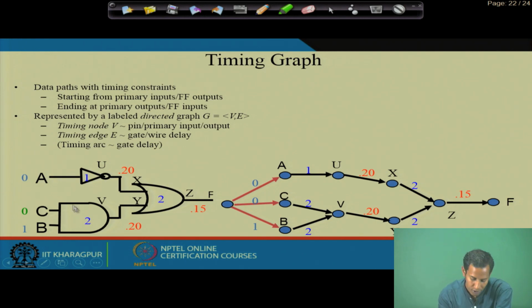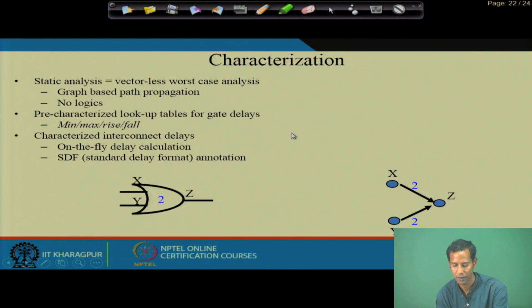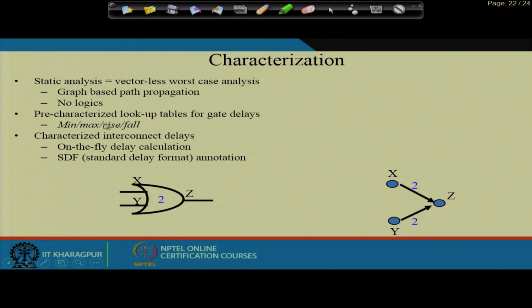Okay. So from this particular circuit's information, the tool basically constructs this directed graph based on the timing information we have achieved here. Then how can we characterize this? This characterizes one particular circuit or one particular gate. So, static analysis is the vectorless worst case analysis, which consists of this graph based path propagation, where no logic information is stored.